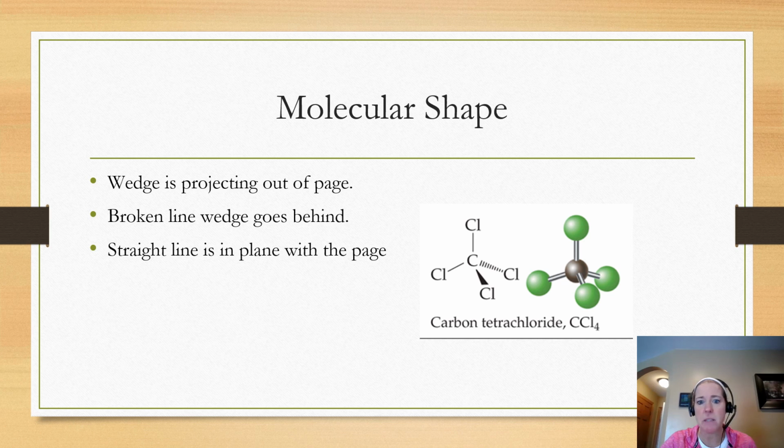When it comes to looking at the molecular shape and it's drawn flat on a piece of paper, you will have a question on this. A wedge is projecting out of the page, a broken line goes behind the page, and a straight line is in the plane of the page.